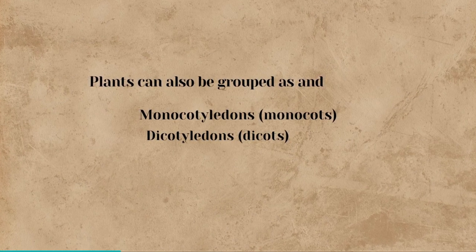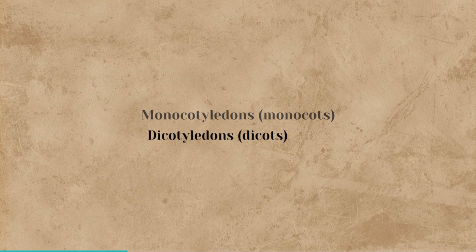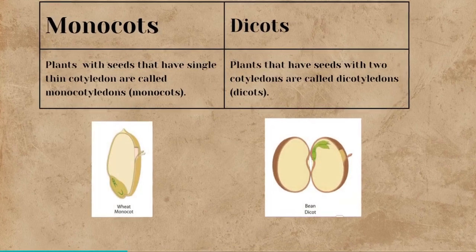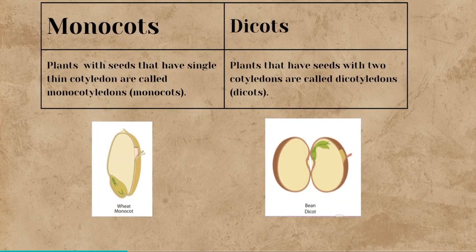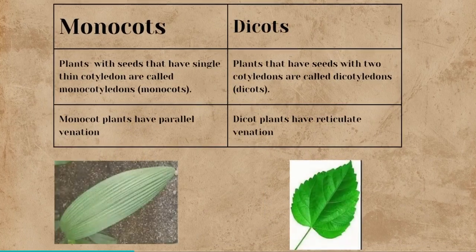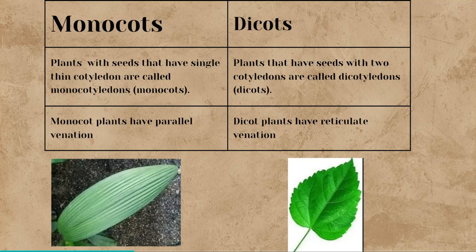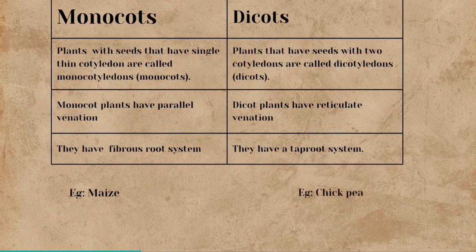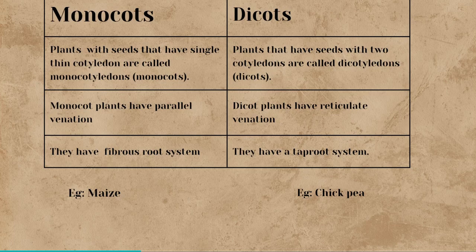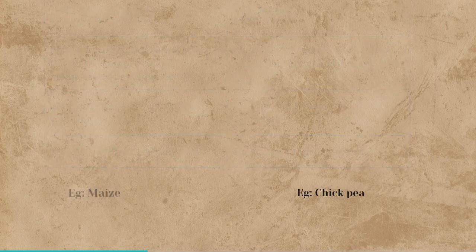Plants can also be grouped as monocots and dicots. Monocots are the plants with seeds that have a single thin cotyledon, whereas dicots are the plants that have seeds with two cotyledons. Leaves of monocots show parallel venation, whereas leaves of dicots show reticulate venation. Also, the monocots have a fibrous root system and the dicots show a taproot system.